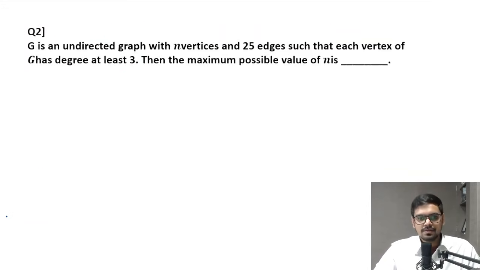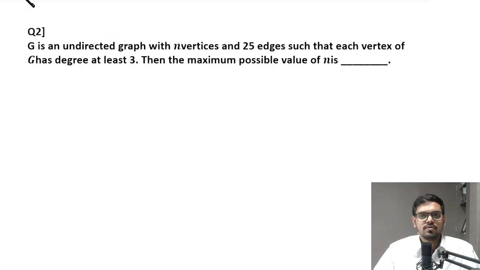Detailed solution is given. Now to the next question. Pause the video, try, then look at my solution. Tried? G is an undirected graph with n vertices and 25 edges such that each vertex of G has degree at least 3. The maximum possible value of n is.